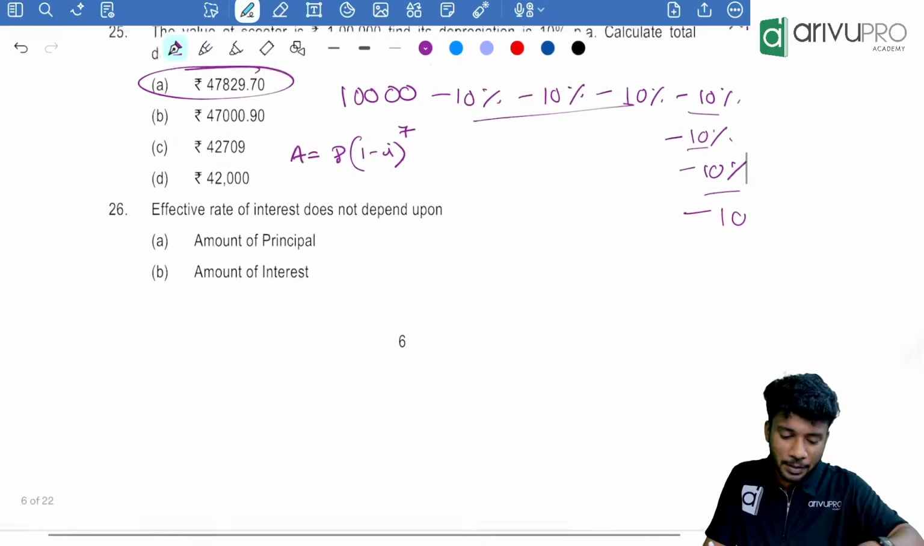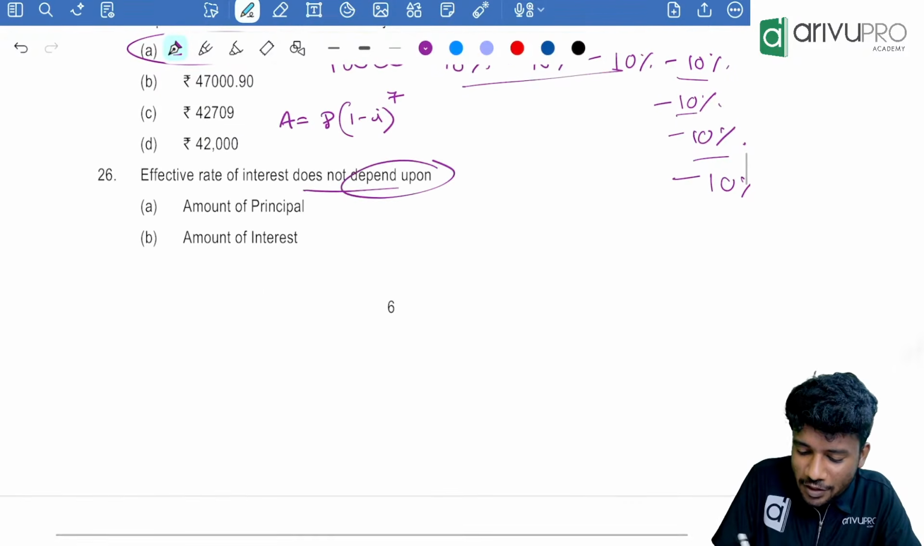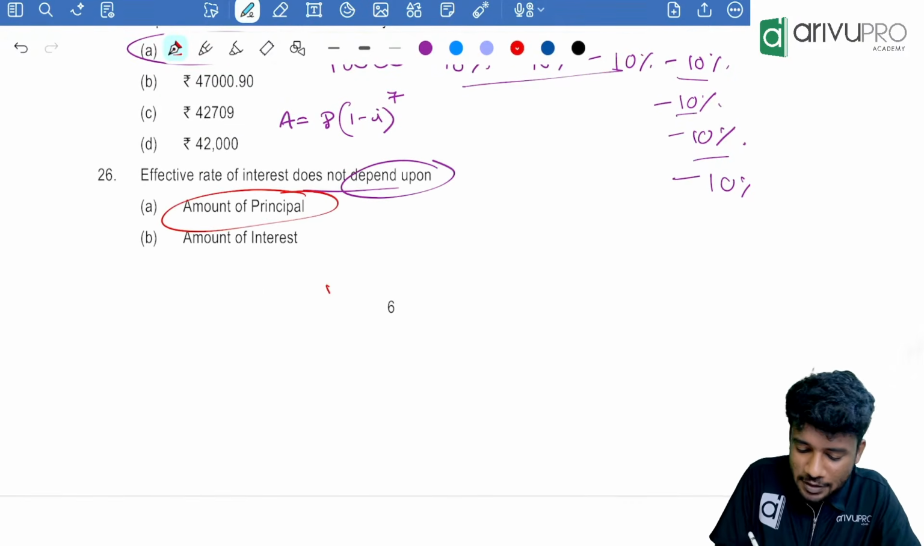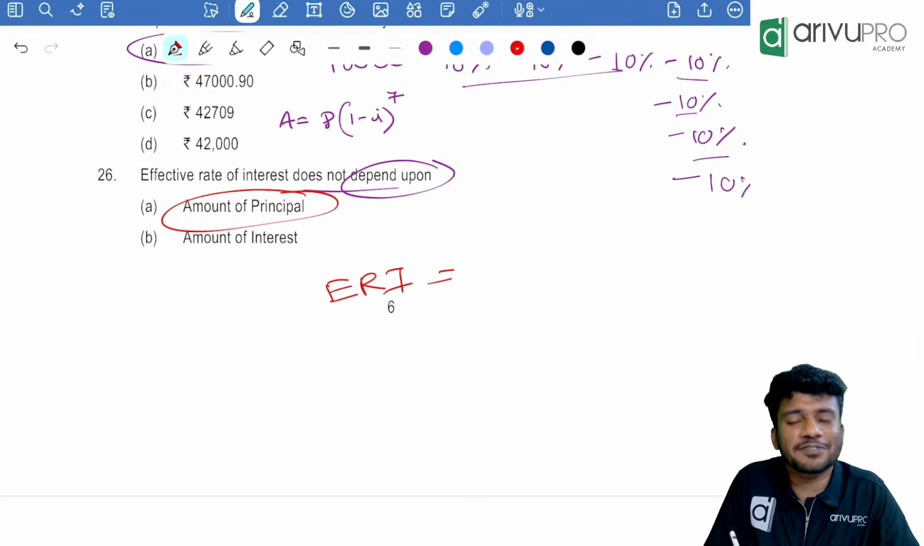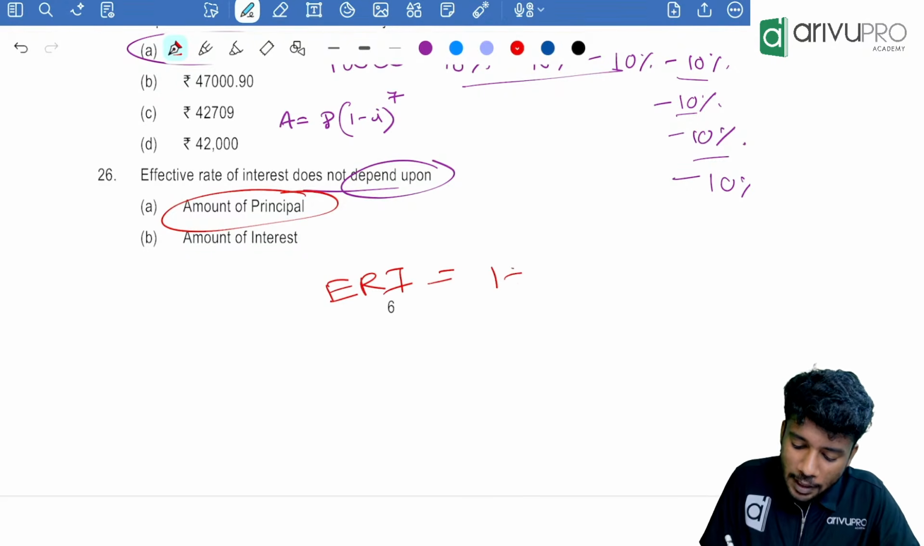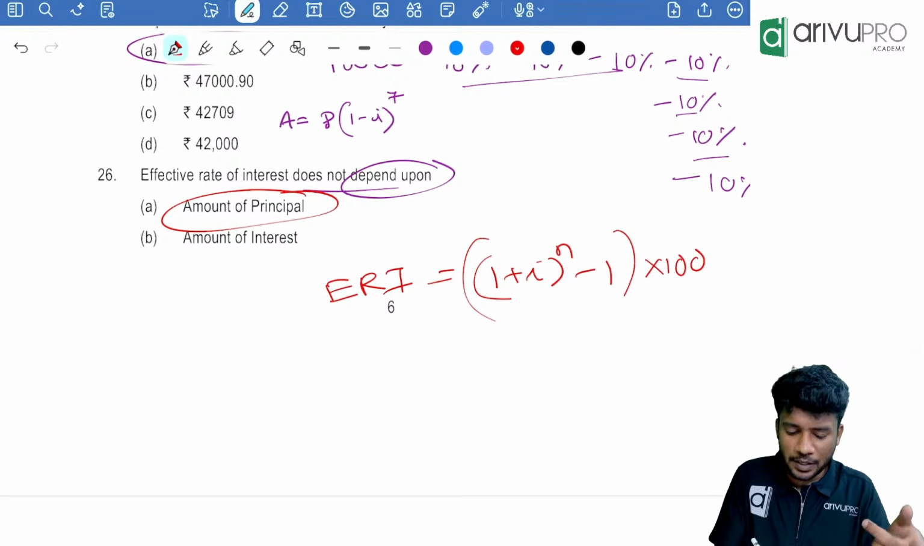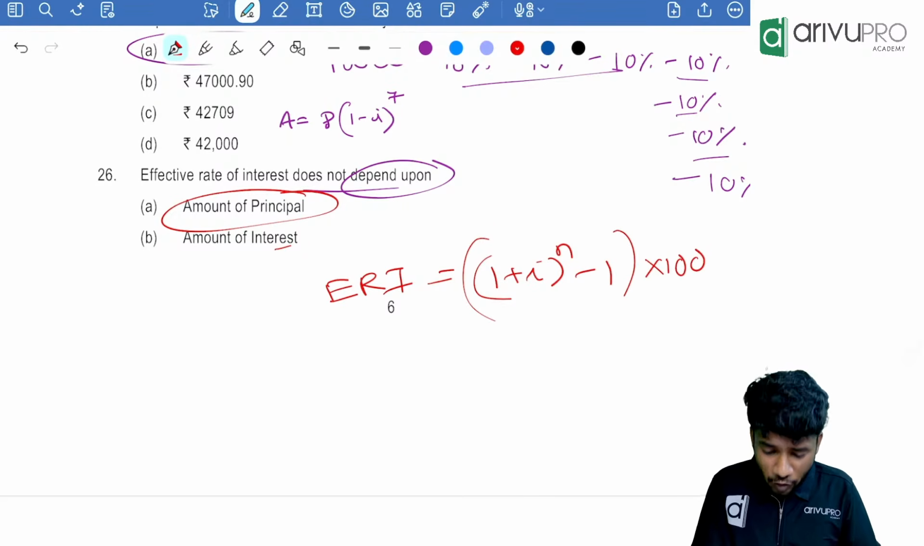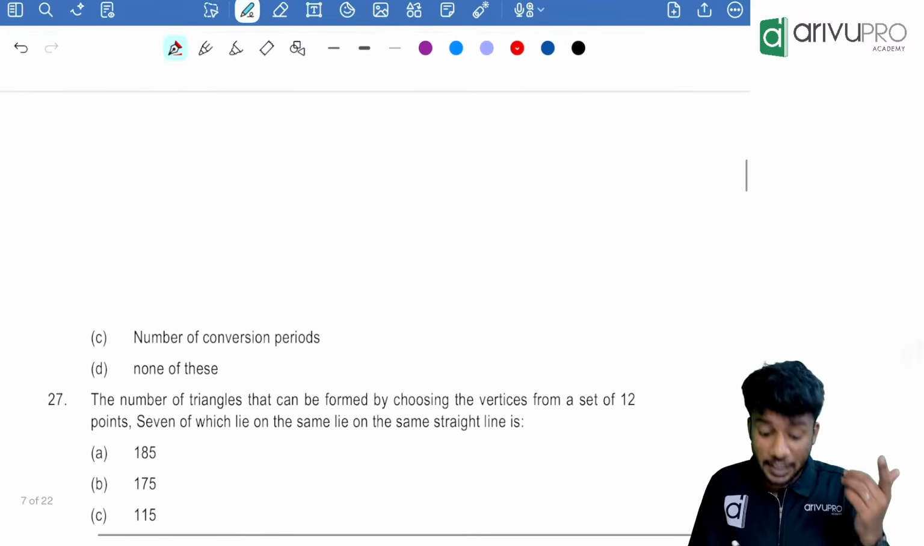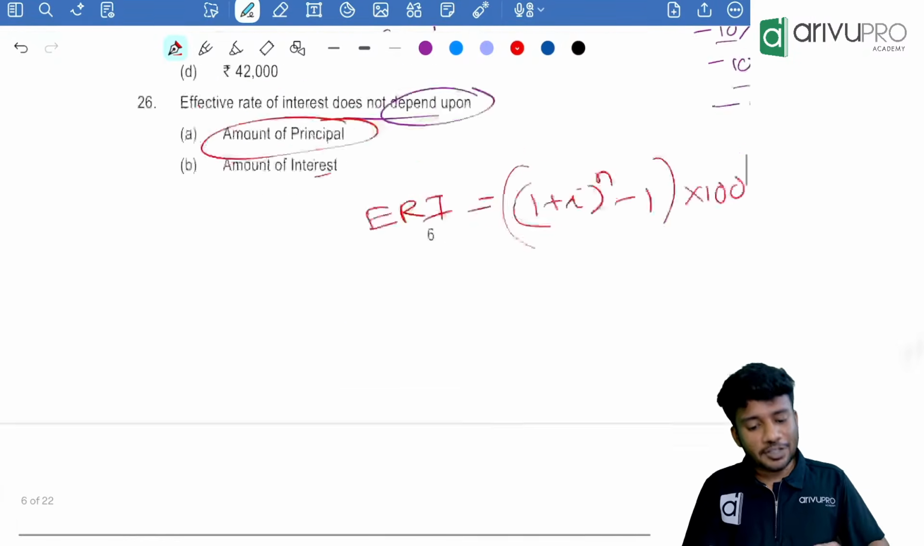Okay, next one, people. Effective rate of interest does not depend on what? Amount of principal. Why? Because effective rate of interest formula is what, people? 1 plus I the whole power n minus 1 into 100. Is P involved? No. Interest is involved? Yes. The number of conversion periods n is involved? Yes. So which one is not involved?